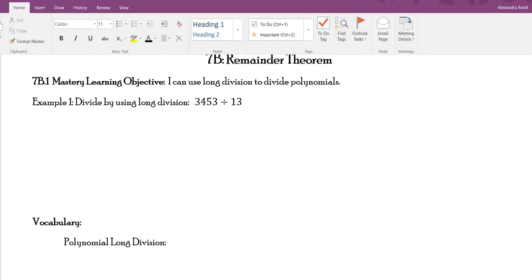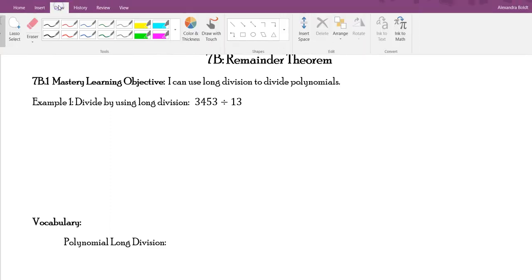We are now looking at target 7B. We are going to look at polynomial long division. So our math learning objective is to divide: I can use long division to divide polynomials. Alright, so the first thing we're going to look at is actually not polynomial long division. We're going to just look at regular long division.